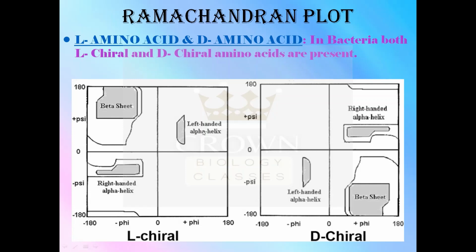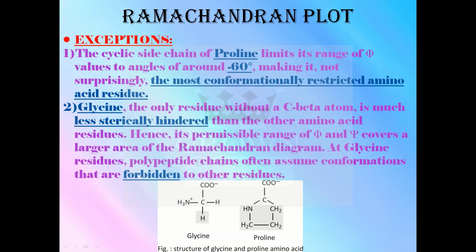Accordingly, the left-handed alpha helix will be found in the fourth quadrant in D-chiral, whereas it is present in the second quadrant in L-chiral. Beta sheet is present in the third quadrant in D-chiral, whereas it is present in the first quadrant in L-chiral. And right-handed alpha helix is present in the second quadrant in D-chiral, whereas it is present in the fourth quadrant in L-chiral. There are a few exceptions of the Ramachandran plot.